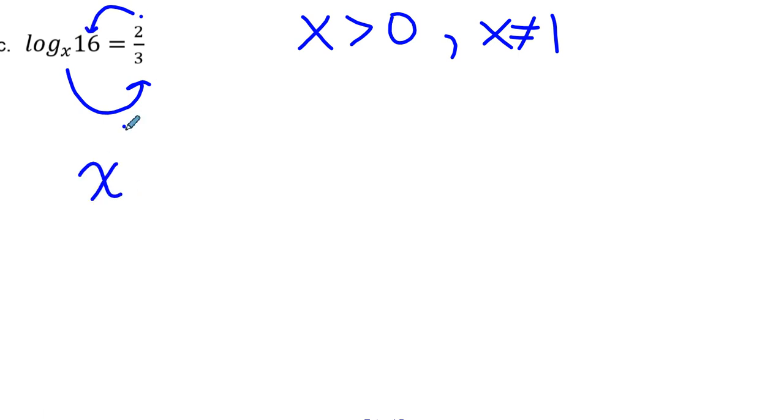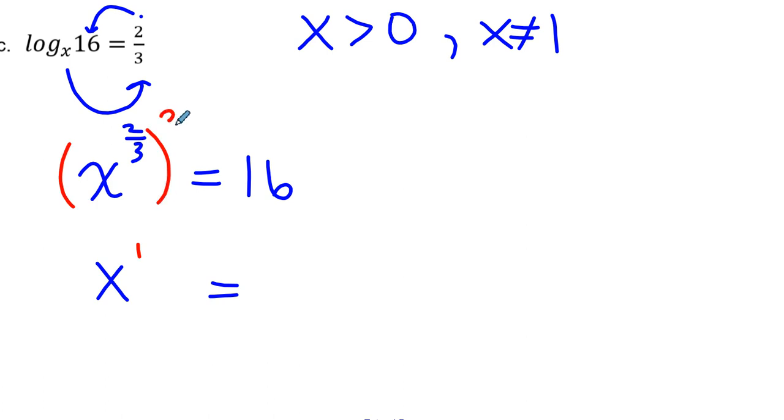Switching this into exponential form, base to the answer equals the argument. I have x to the 2/3 is equal to 16. Now remember, our goal is to end up with x, namely x to the 1. So to go from 2/3 to 1, I'm going to raise it to the reciprocal power, because 2 times 3 over 3 times 2 equals 6 over 6, which is x to the 1, which is what we want.